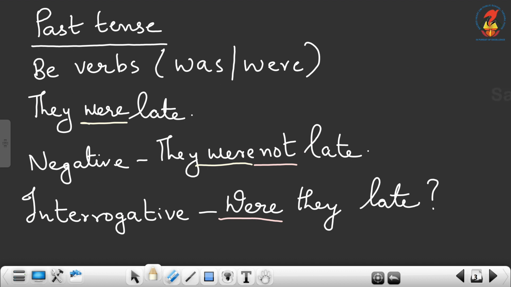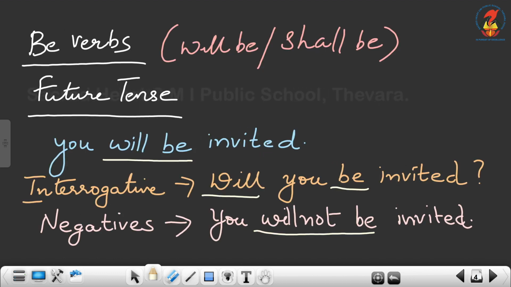Now what did we study? Was and were are used with past tense, and for negatives you can use was or were plus not in order to make the sentence negative, and for interrogative you can put it in the beginning of a sentence. Then what did we study? We studied about will be and shall be verbs used in future tense. You will be invited. For interrogative, you can put it in the starting, and for negatives you can add not with that verb.